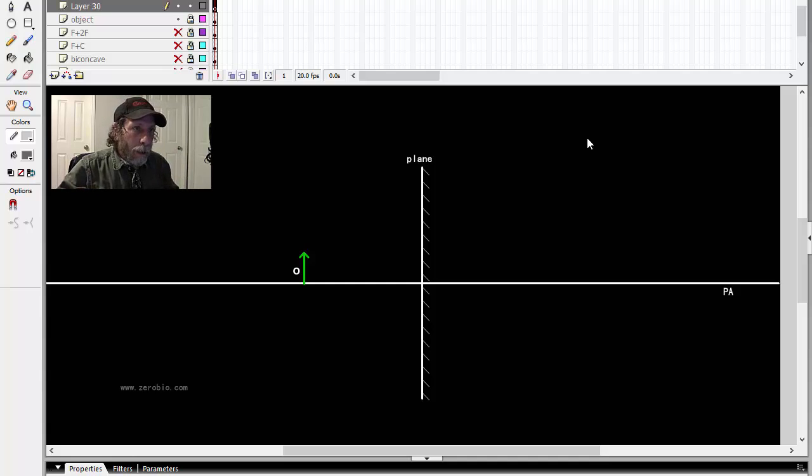All right, so what you can see here on the screen is a plane mirror. And these little lines at the back represent the back of the mirror, so the non-reflective part of the mirror. So something like this thing here, a little makeup container.